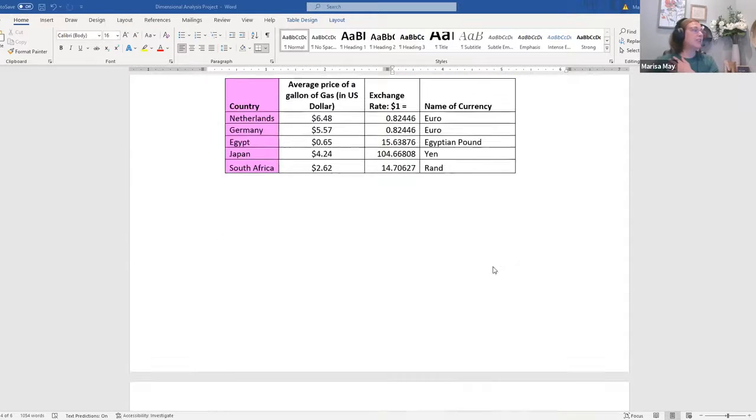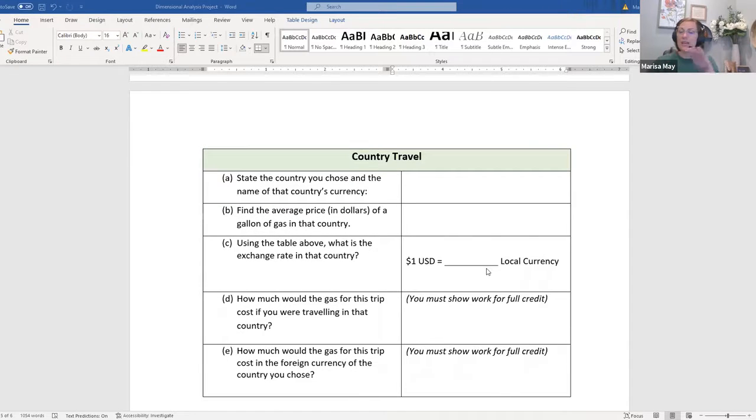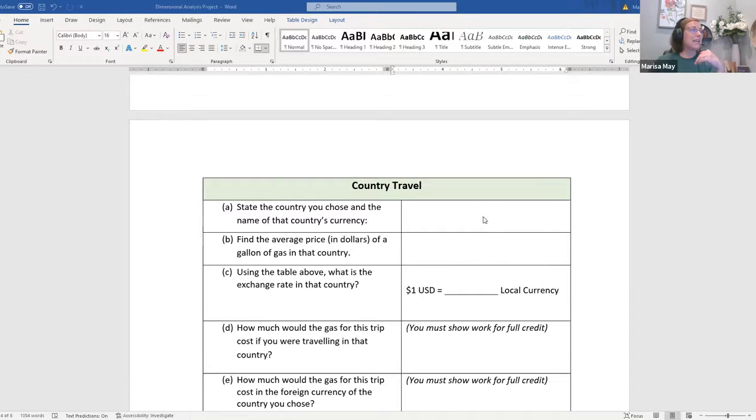So I'm going to look at making my calculations for A through E, because A, B, and C are just looking up information in the chart, okay? So for A, you're just going to state the country you choose. Remember, you're choosing one of the 5 countries that you see in the chart. They're in pink. For me, I chose Egypt. That was my location that I chose. So all I'm going to do here in A is just type in Egypt.